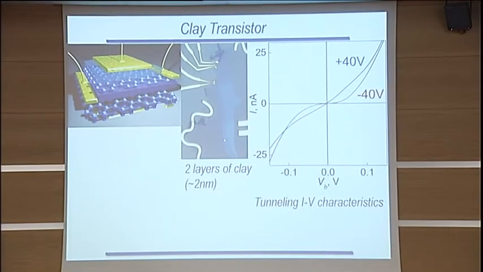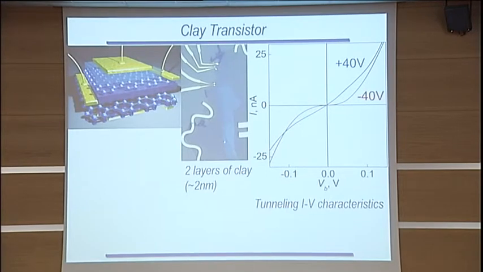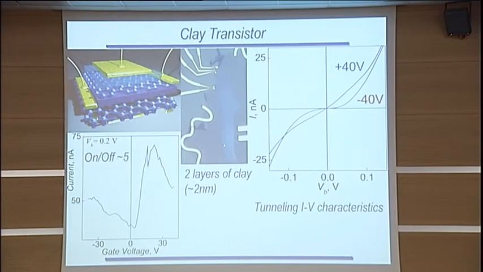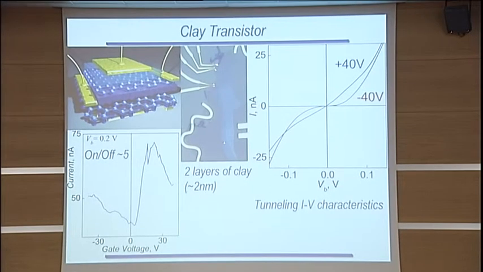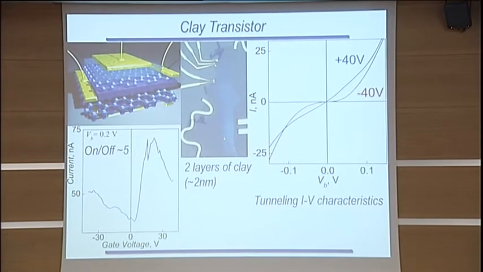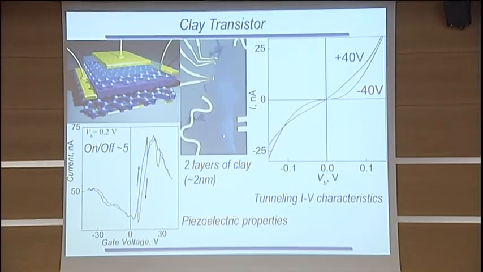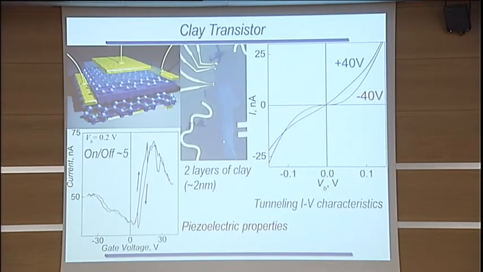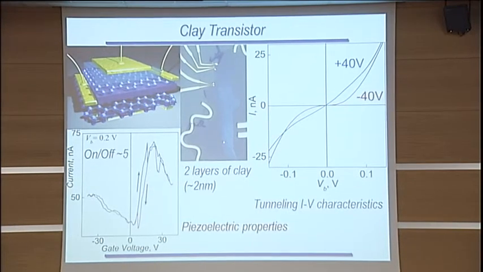You control the tunneling current with an external gate. It's not a very good transistor. The on-off ratio is really miserable. But what is nice is that some of those vermiculites are piezoelectric materials, so you can see switchings in the tunneling current, so you can probably use it as a kind of memory device. But that's more as an entertainment, really.